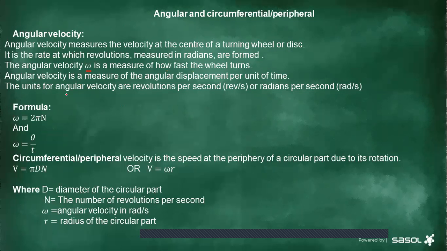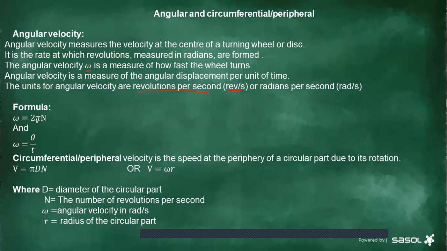The units for angular velocity that we are using are revolution per second, which we can write as rev per second, or we can use radians per second, which is rad per second, right? So those are the units we use when calculating angular velocity. Now we have a formula for that, which is angular velocity equals 2 pi n, and the other one is angular velocity equals theta over t, right?